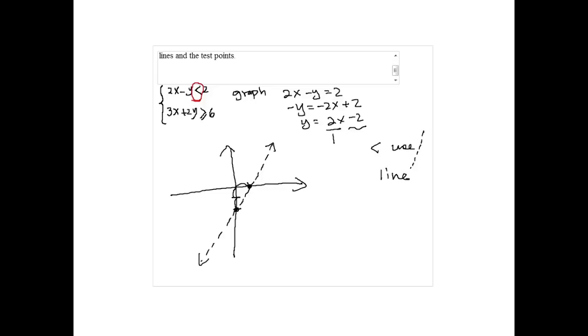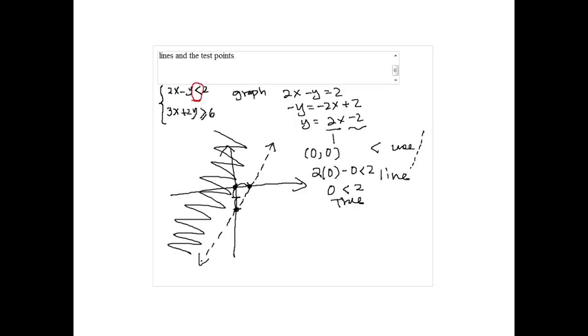Now we're going to find the test point. For the test point, we're going to use 0, 0, which is this point right here. We plug this point into the original inequality to see if the statement is true. So 2 times 0 minus 0 is less than 2. This is 0 is less than 2. This is a true statement, so we know that the side that includes 0, 0 is the true side.